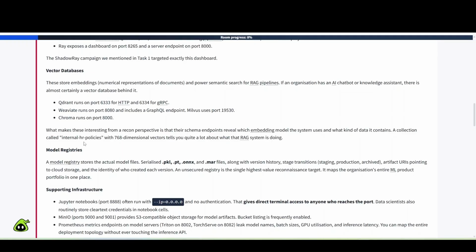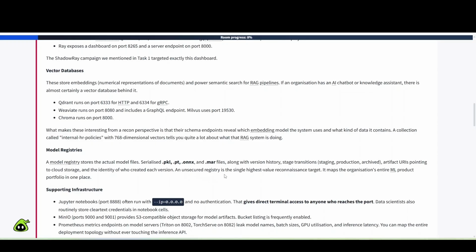A collection called internal HR policies with 768 dimensional vectors tells you quite a lot about what the RAG system is doing. Model registries. A model registry stores the actual model files serialized: .pkl, .pt, .onnx, and .mar files, along with version history, stage transitions (staging, production, archived), artifact URIs pointing to cloud storage, and the identity of who created each version.